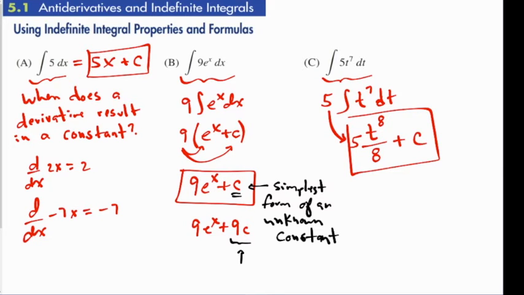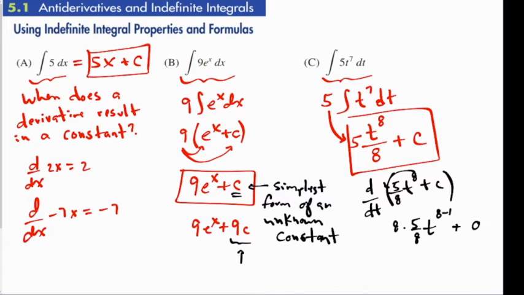You can always check your answer by saying, well, what if I take the derivative of this? D dt of 5/8 t to the 8th plus c. And we say, well, using the power rule, we multiply 8 down here, and we get 8 times 5 over 8 t to the 8 minus 1 power plus 0, because the derivative of any constant is 0. And now that we've written it this way, we see that the 8's cancel out, and the 8 minus 1 becomes a 7, and we're left with 5t to the 7th power, which is exactly what we started with.